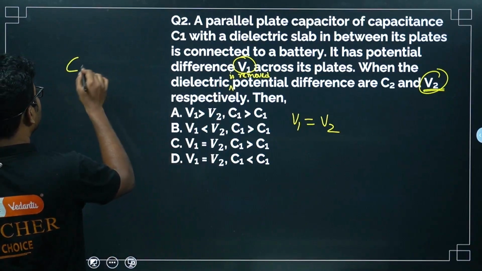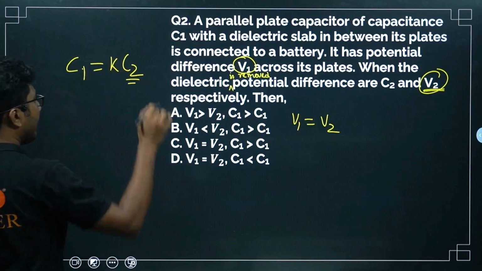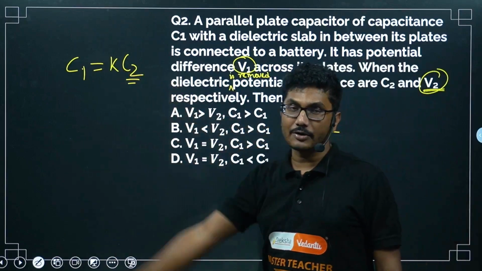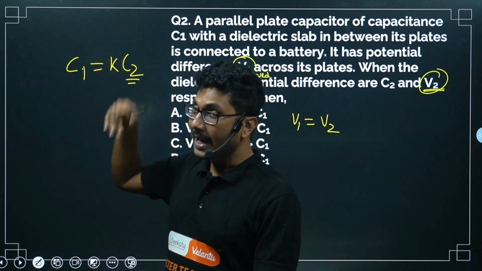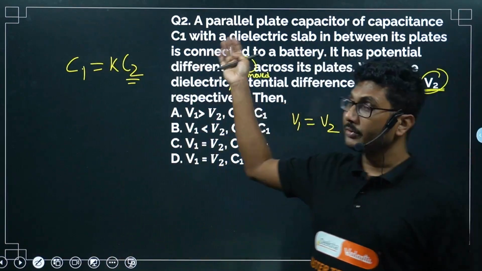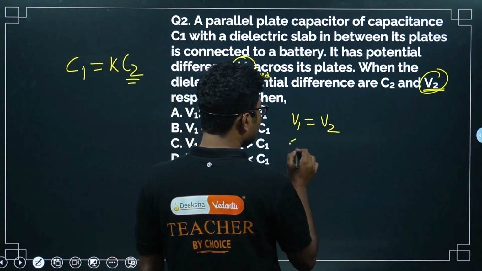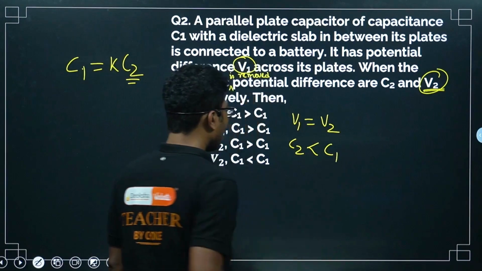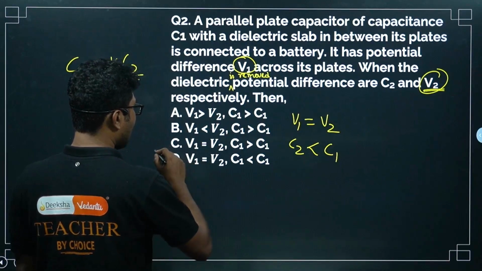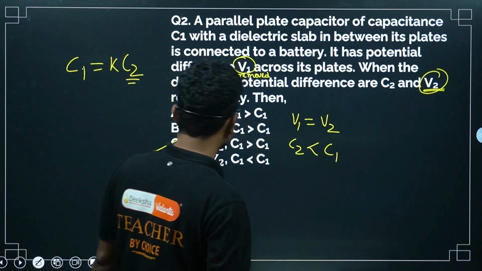Dielectric slab removed means capacitance decreases, right? C1 is basically K times C2. So if you remove the dielectric, C2 must be less than C1 by the factor of the dielectric constant. If the dielectric constant was 2, then now the capacitance is half of what it was before. So definitely C2 is less than C1. Okay, now let's see the options given here. The option is V1 equals V2 and C1 is greater than C2. So the correct answer is option C.